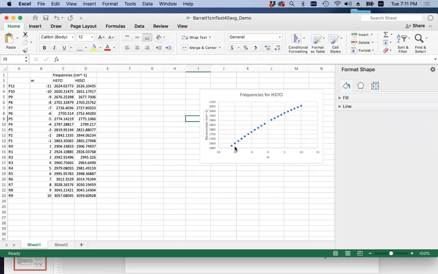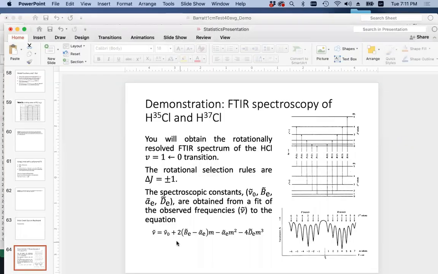Okay, and you can see that it's a very smooth curve. So it looks like we obtained the right numbers for the frequencies, right? It's a very, very nice trend in this plot. Okay, and so next, in order to determine these spectroscopic parameters, we're going to fit this equation to a cubic polynomial, right? A third order polynomial. And the coefficients then are going to be related to these spectroscopic parameters.